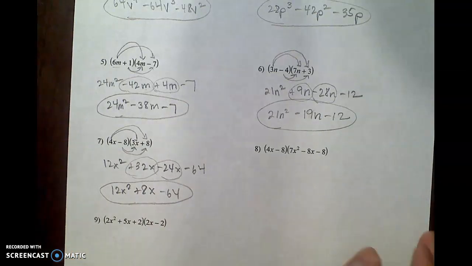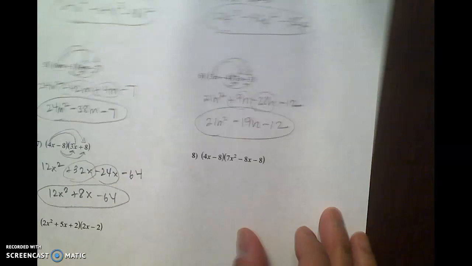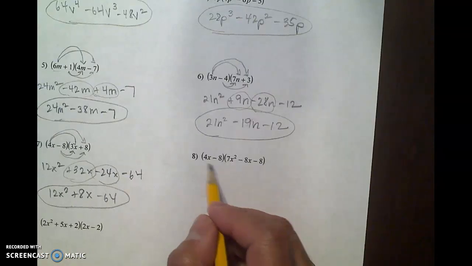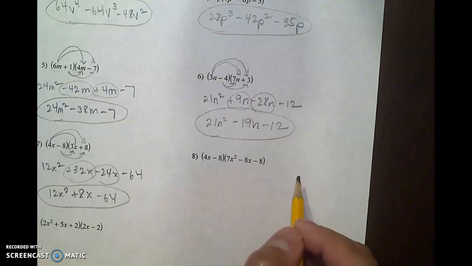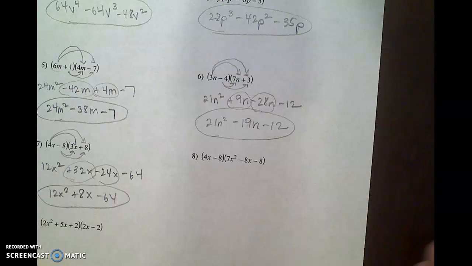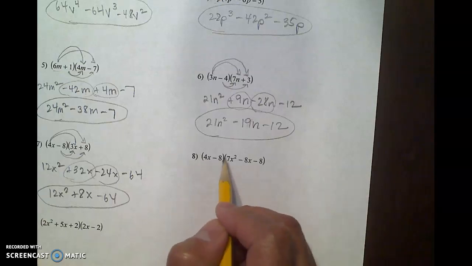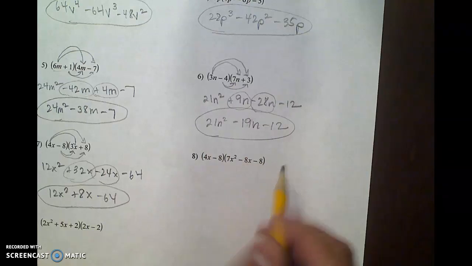Alright, so for these next two examples, again, we have a binomial times a trinomial, a three-term polynomial. Okay, so again, just be careful when you do the distributive property. That's all we're doing, distributing everything in the first parentheses to everything in the second parentheses.